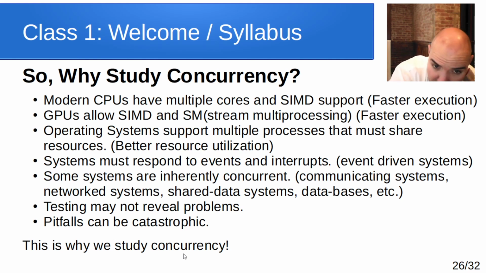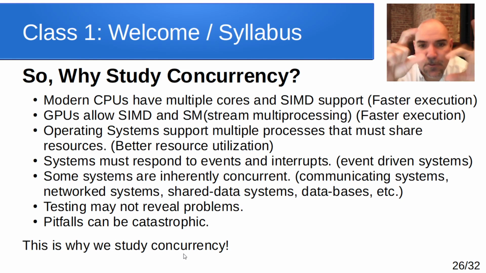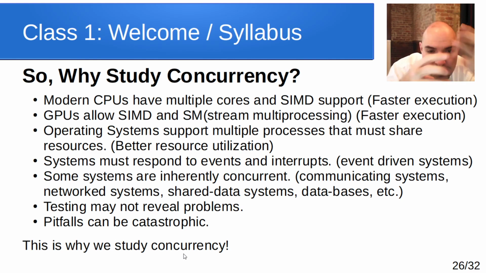Also, some systems are inherently concurrent, like a communication system. We have a server and a client, and the client needs to talk to the server. You've got two programs that are running, just like A and B with their instructions, but we need to control the order of the sequence so they don't get out of sync or corrupt the data that's being transmitted or miss data in some way.